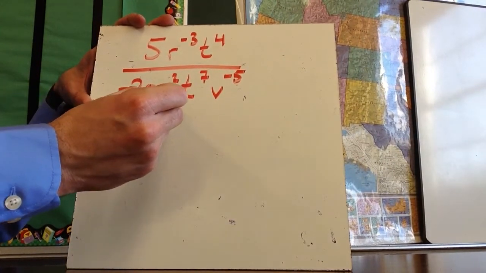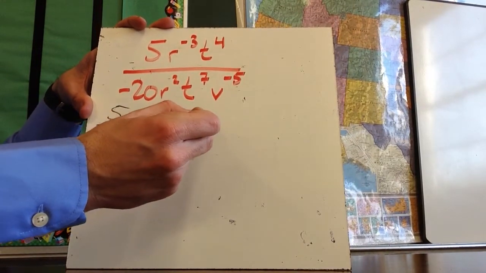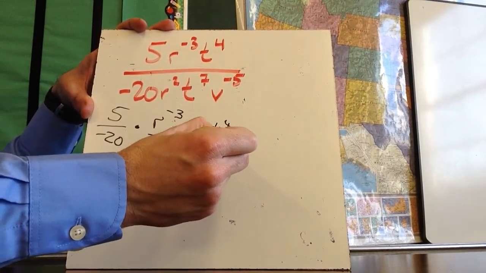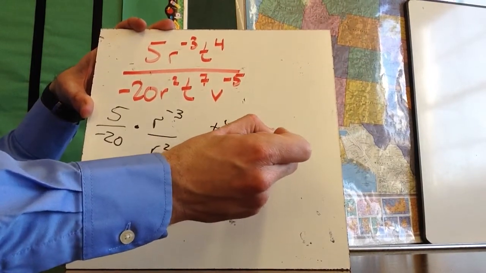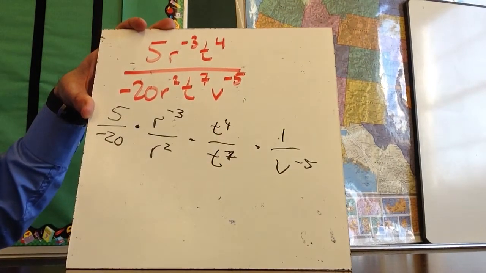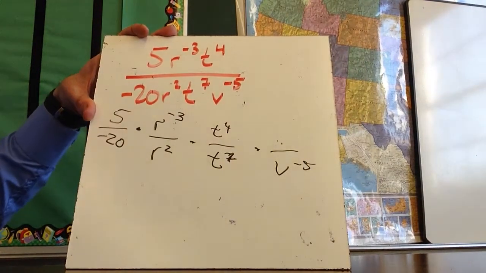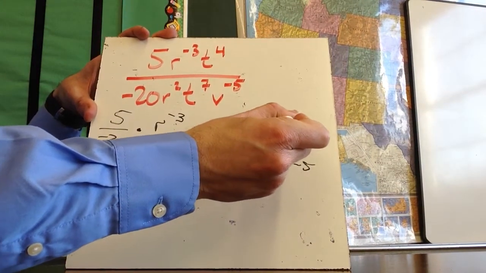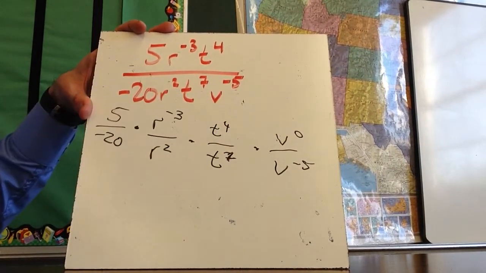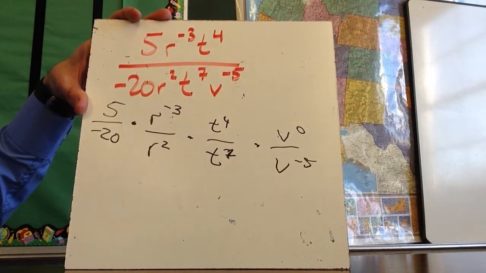And then I got r to the negative third over r squared. I then have t to the fourth over t to the seventh. And then I have what a lot of people will see as 1 over v to the negative fifth. Right, but then remember what I can rewrite 1 as. So instead of writing it as 1, I'll write it as v to the 0, which is the same as 1, right? Because there are no v's up on the top, so there's 0 v's. V to the 0.